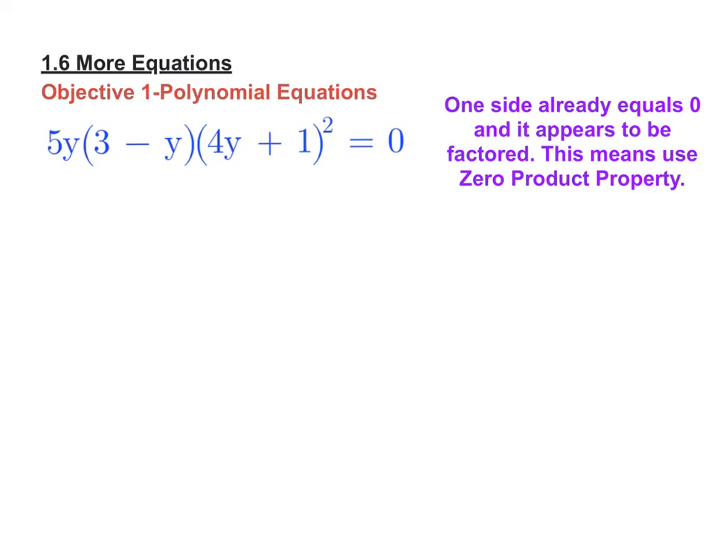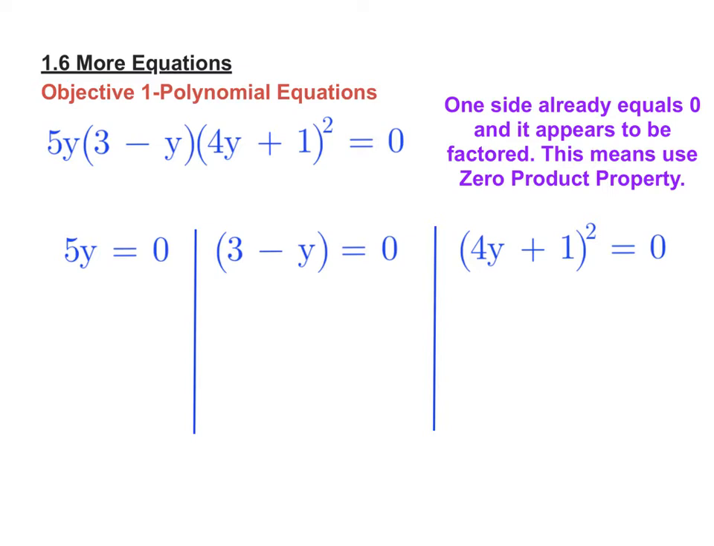So do that. So I've got 3 equations basically. 5y equals 0, 3 minus y equals 0, and 4y plus 1 all squared equals 0. Now, on the first one, of course, I get y equals 0. Second one, I get y equals 3.